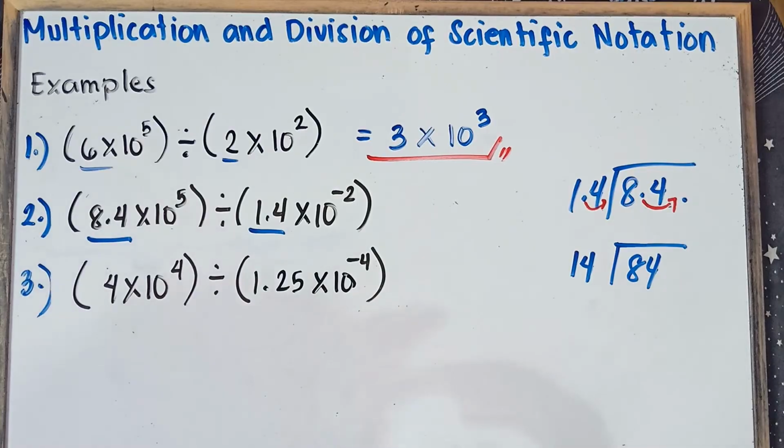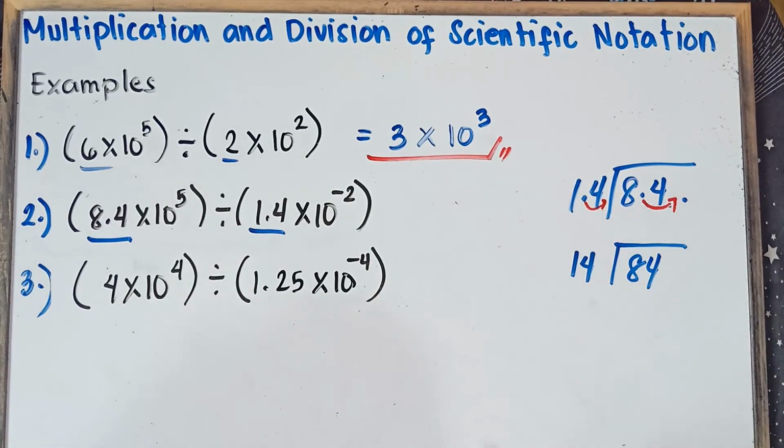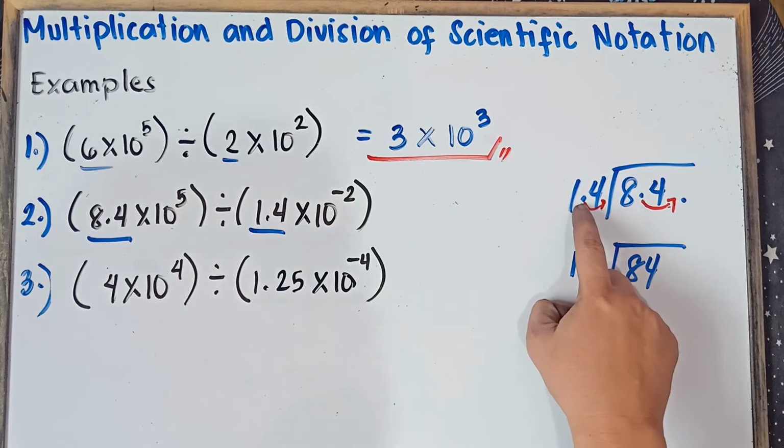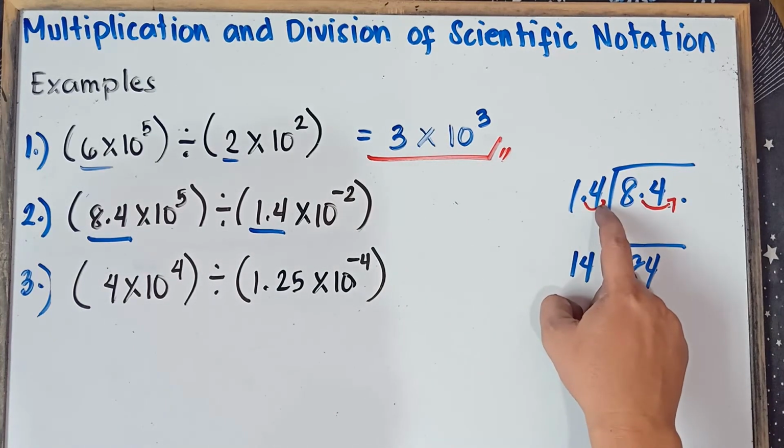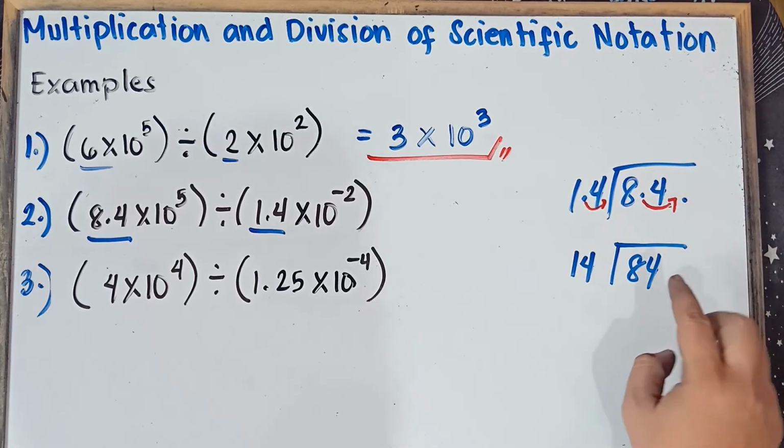Once again, class, we just need to make our divisor into a whole number because it will be really complicated if your divisor is a decimal. So move this decimal point once to the right, and it will become 14. You also do that on the dividend, so this will become 84.